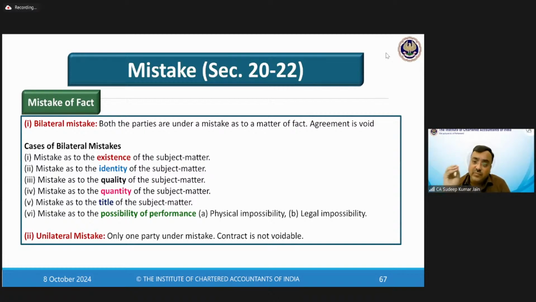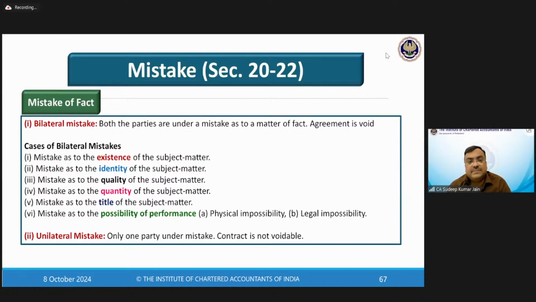It means you have to perform even if you have entered into a contract in ignorance of law. आपको अपने देश के कानून की जानकारी के अभाव में, you don't have the knowledge, आपने कॉन्ट्रैक्ट कर लिया, बाद में मालूम पड़ा ये तो गलत है, आपको पेनल्टी लगेगी. You will be penalized. Even if you say, sir, मुझे पता ही नहीं था, सर मुझे आइडिया ही नहीं था, right? Mistake of fact, bilateral mistake.